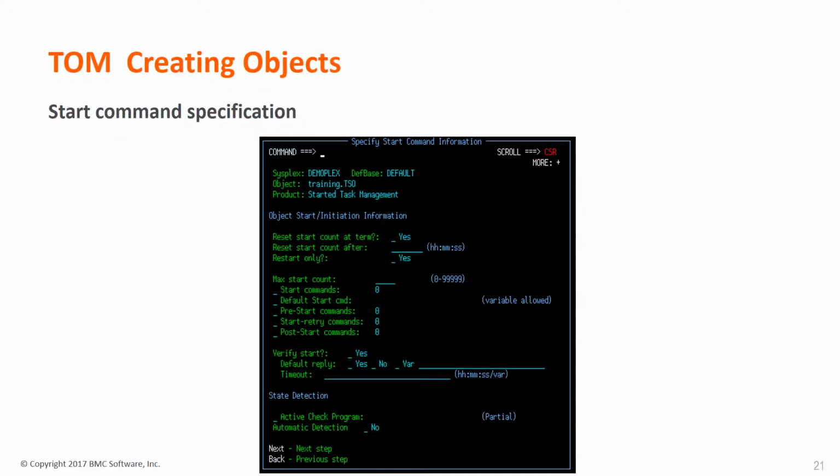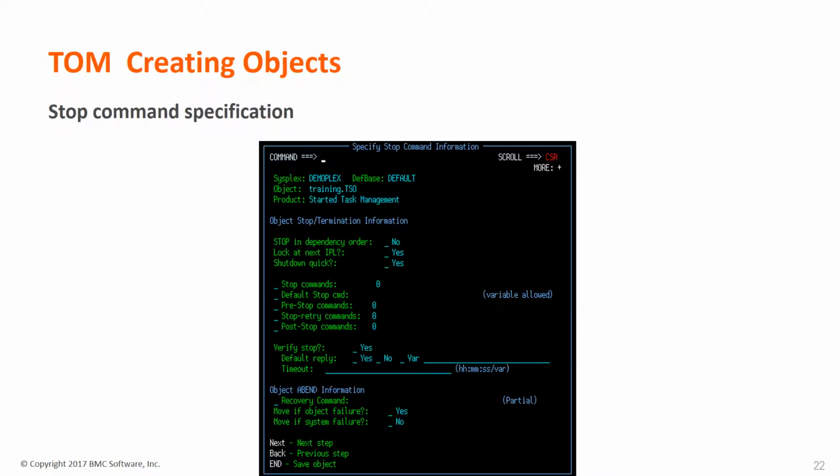Here's an example of the start command information panel. You can see this is where we would specify our start command and related fields. And here's an example of the stop command specification. So we could put our stop commands, pre-stop, post-stop, retry commands. Do we want to stop in dependency order, and so on and so forth.